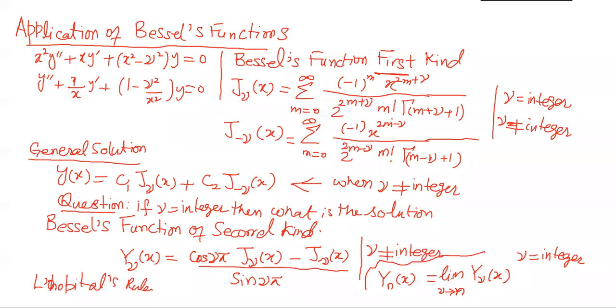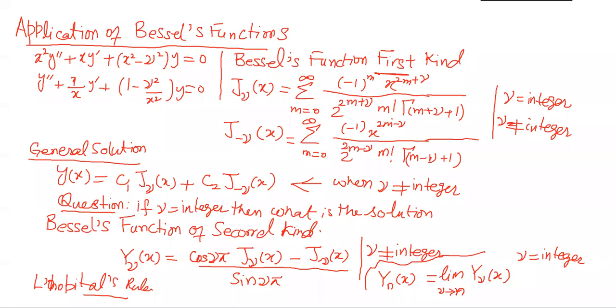Once you calculate this limit, you will have the Bessel's function of the second kind. So you will apply L'Hopital's rule in this case. Anyway, whether nu is an integer or a non-integer, you will have a Bessel's function of the second kind, okay? And then to further explain the process, I can move to the next slide.